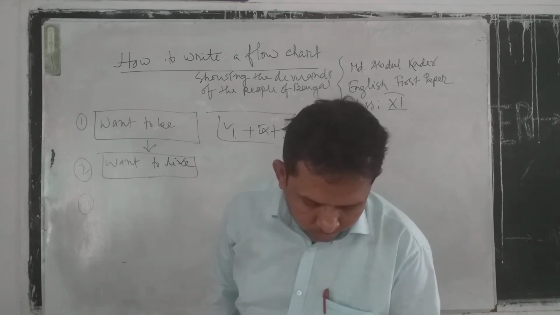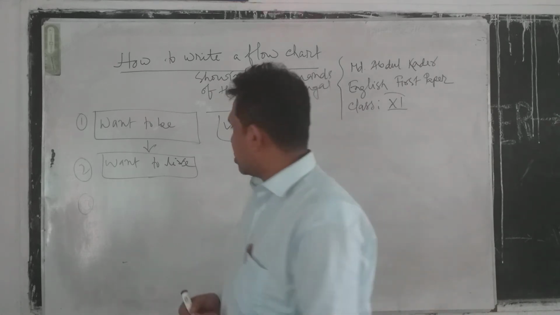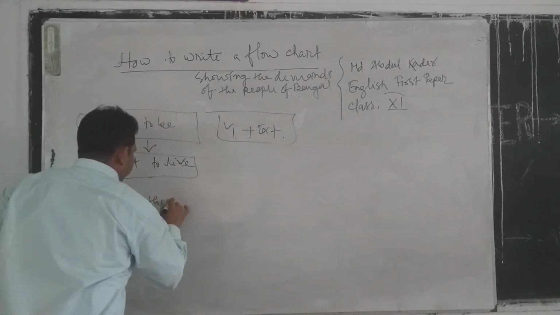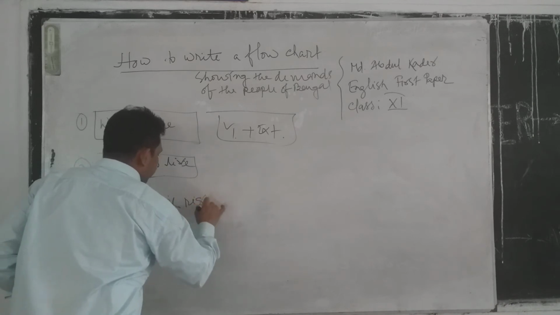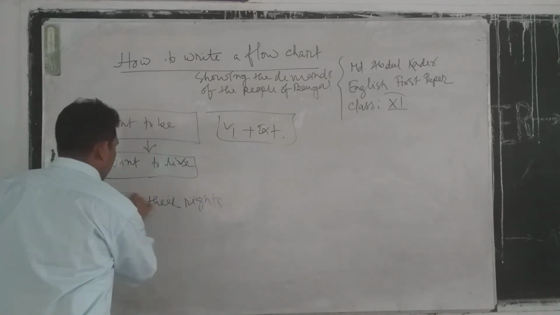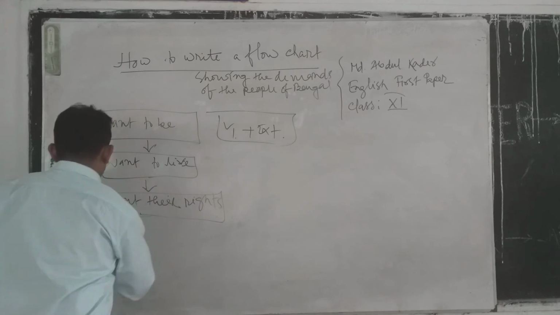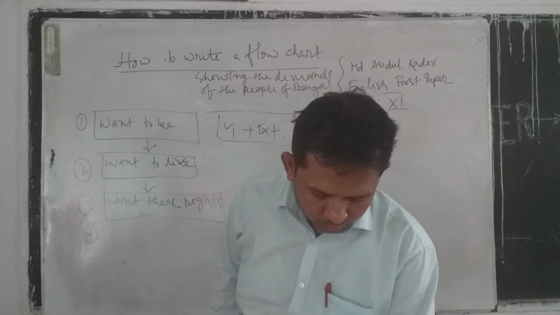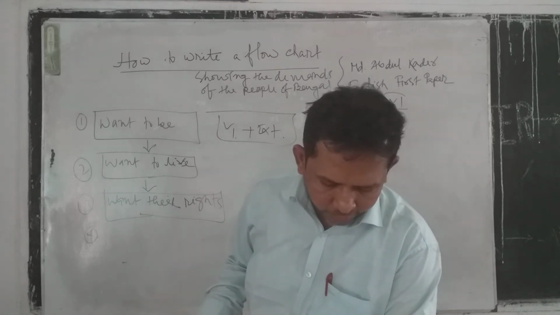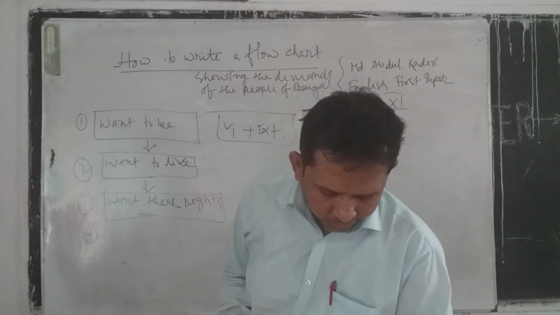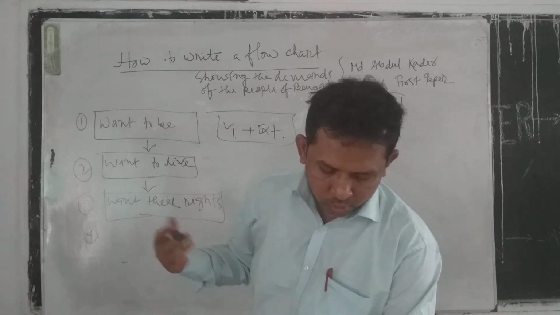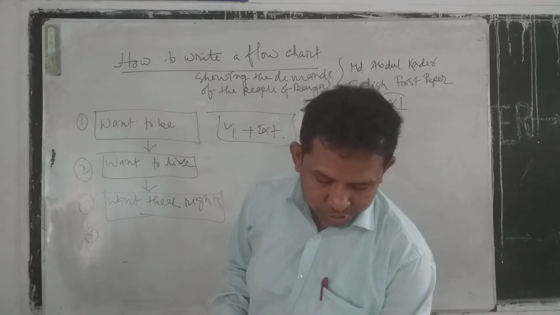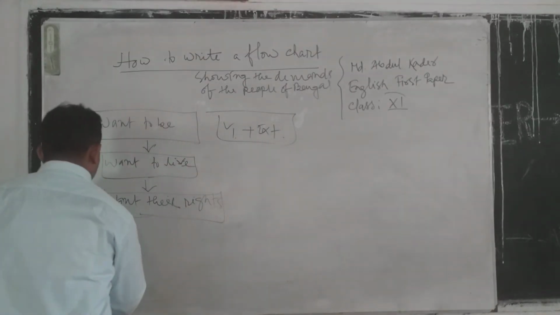Dear students, next one. The people of Bengal now want their rights. Okay, we can write it down also. Want their rights. Next. In the second para, you can also have another short note: the people of Bengal want to draft a constitution. Want to draft a constitution.